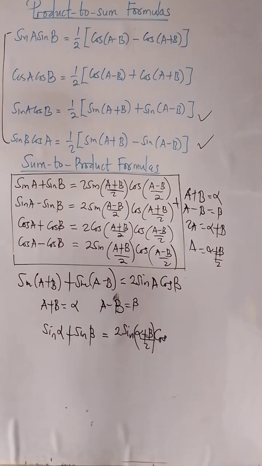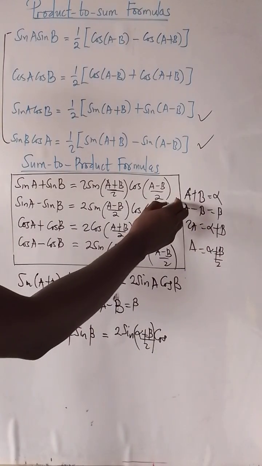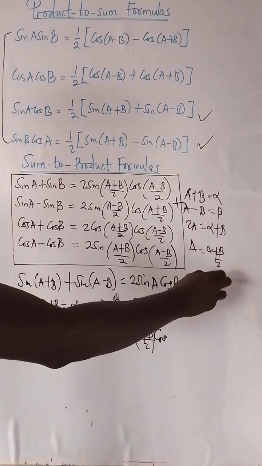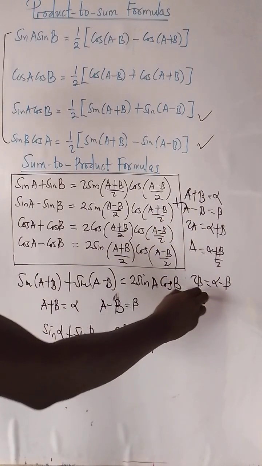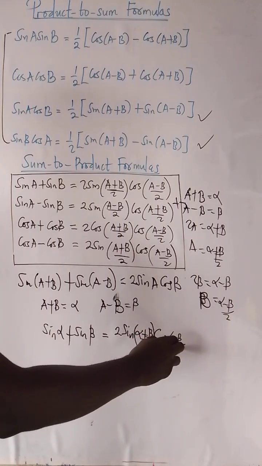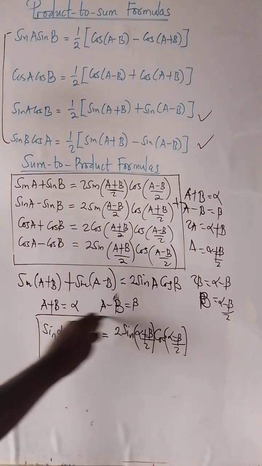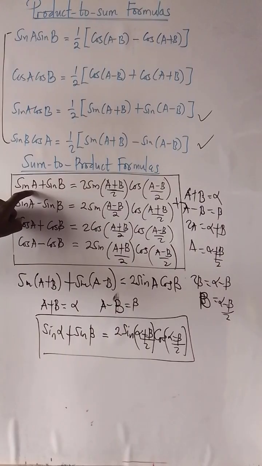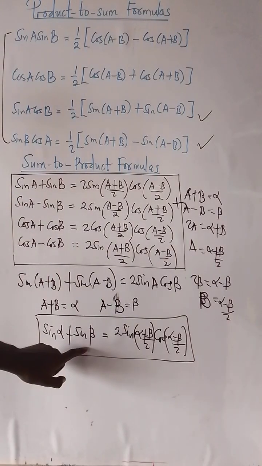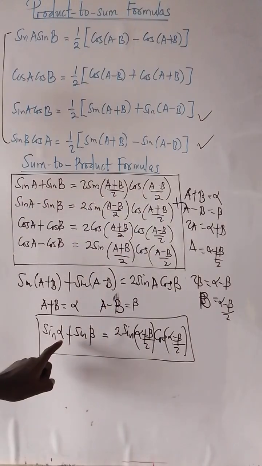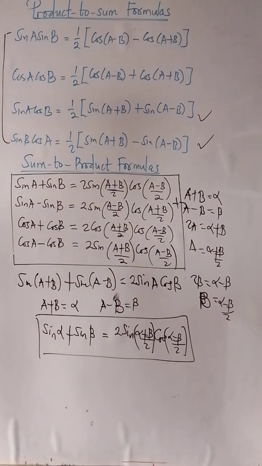Then cos B. To get B from here, instead of adding, we subtract. A minus A cancel. B minus minus B, that was 2B equals alpha minus beta. Then B equals alpha minus beta over 2. So this is the first one you have here: sine alpha plus sine beta equals 2 sine of (alpha plus beta) over 2 times cos of (alpha minus beta) over 2. We add over 2, we subtract over 2. That's the product form, so that's sum to product.